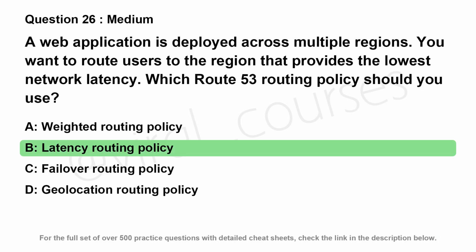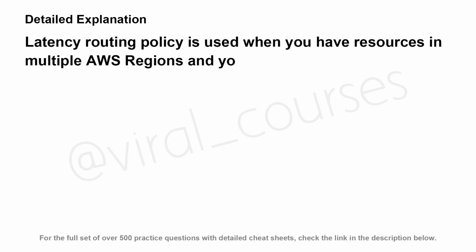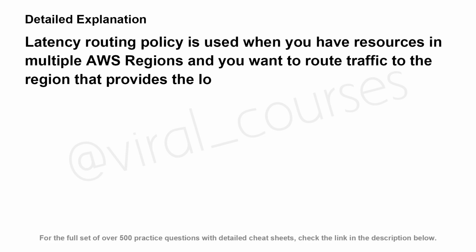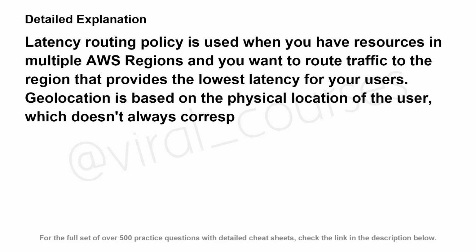The correct answer is B. Latency routing policy is used when you have resources in multiple AWS regions and you want to route traffic to the region that provides the lowest latency for your users. Geolocation is based on the physical location of the user, which doesn't always correspond to the lowest latency.